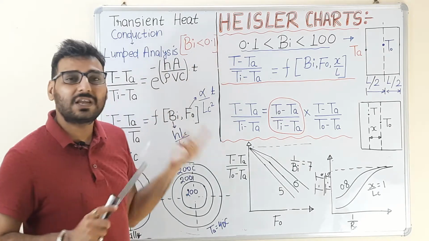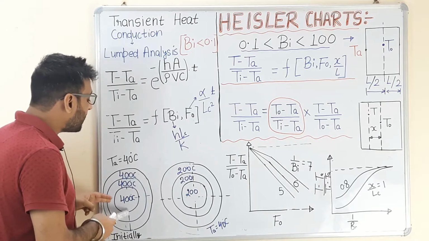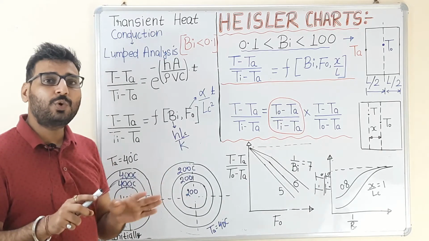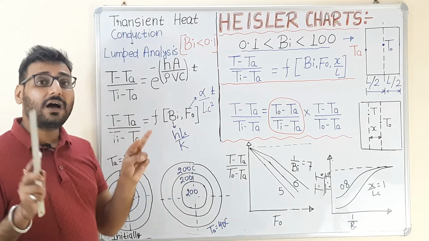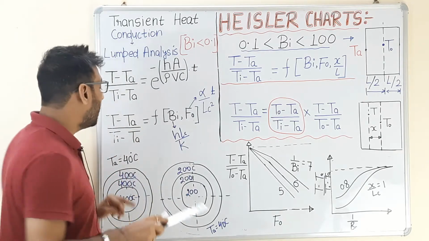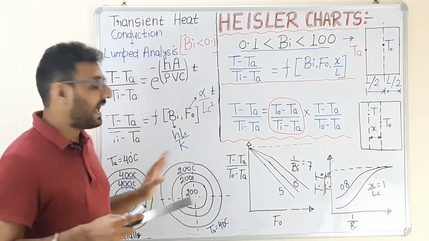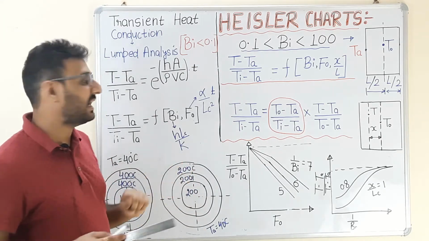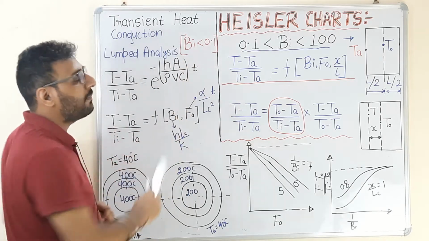Now, what is the meaning of Biot number less than 0.1? What is the physical significance of this statement? It means the temperature of a body does not vary with respect to space at a given time, because the conductive resistance of the body is negligible as compared to the convective resistance. That is the meaning of a very low value of the Biot number.